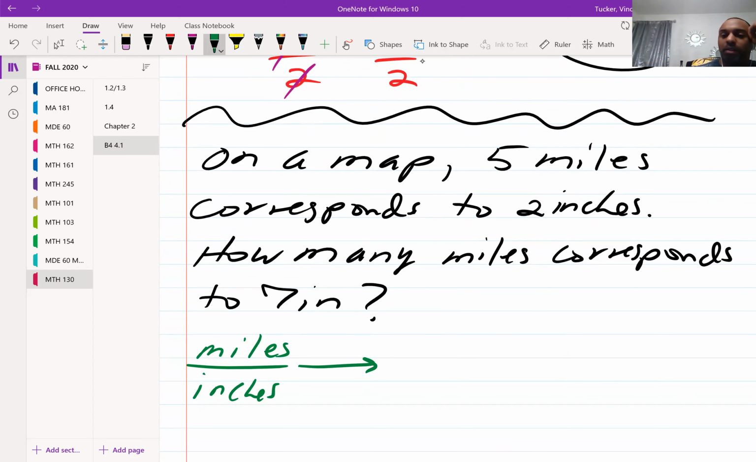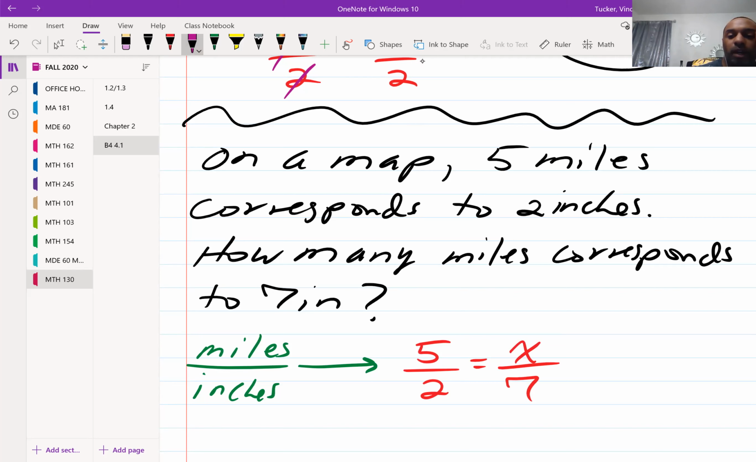I decided to do miles over inches. So that's going to be 5 miles over 2 inches. And then it says how many miles. So miles will be my unknown, corresponds to 7 inches. So that's how you would set up your proportion. As long as you stay consistent across both fractions, both ratios, then you'll still get the same result.